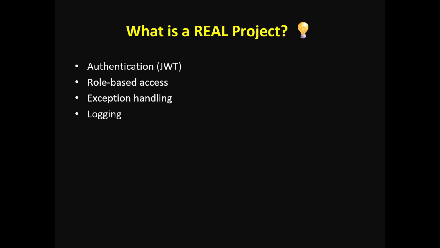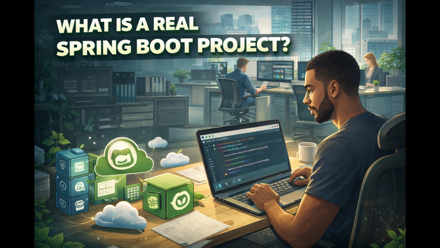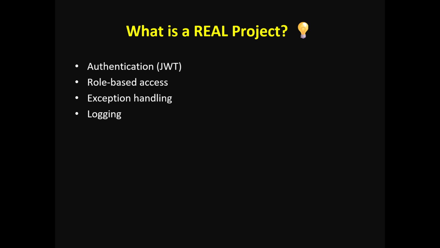So what is the real project then? Let's break it down. A real project includes authentication, meaning login and logout will be there. Authorization means what roles will be there in your application, like admin role or user role, and whether you are able to handle exceptions in your application properly or not. Are you able to provide validations, logging, monitoring? So many more things will come in the real project. This is what companies are expecting, not only CRUD applications.